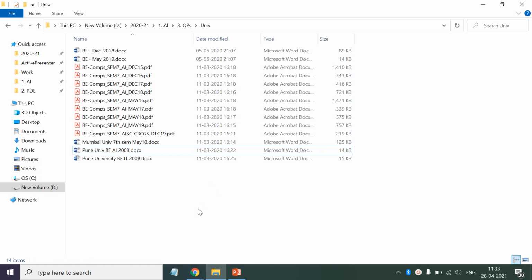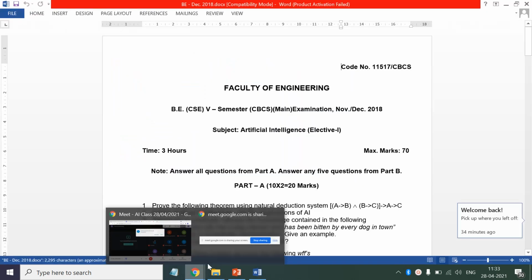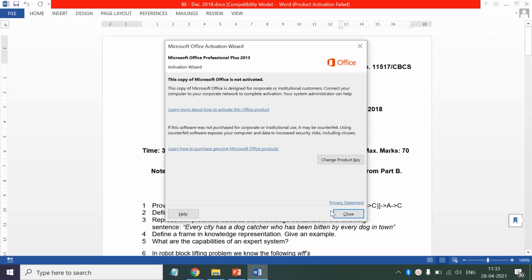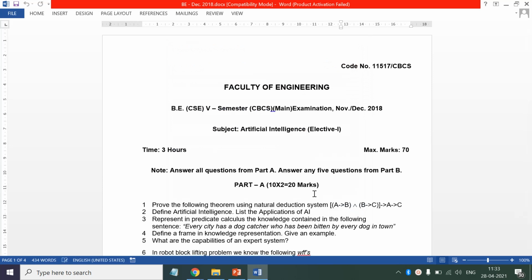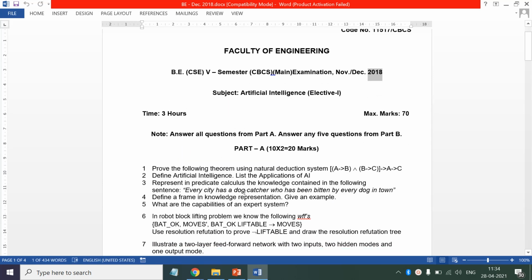Okay, so let us find out what kind of questions are asked based on the propositional logic in different university question papers. So, a few problems we solved yesterday. This is the 2018 question paper. The first question is itself based on propositional logic.